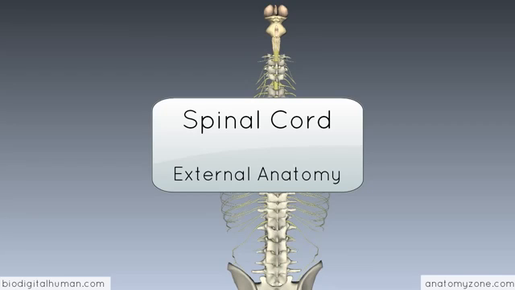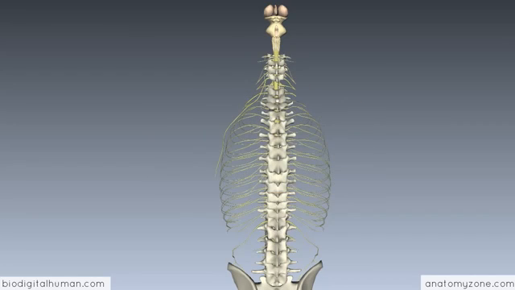In this tutorial we're going to take a look at the anatomy of the spinal cord. To begin with, we'll look at the external features and then we'll move on to some of the basic internal anatomy of the spinal cord.